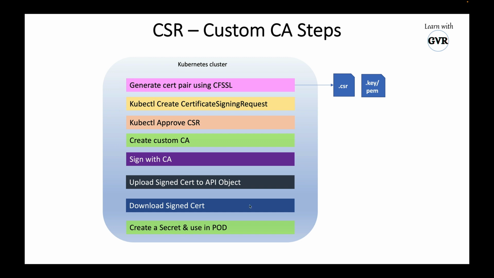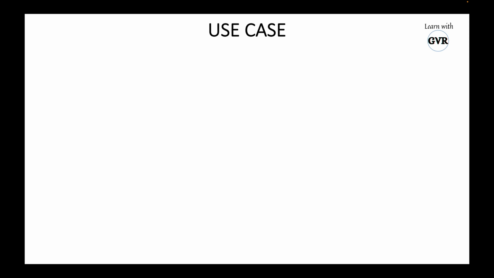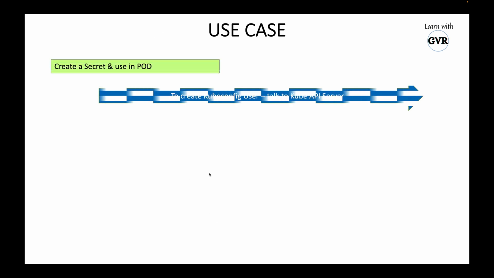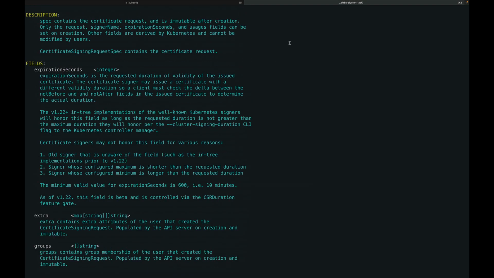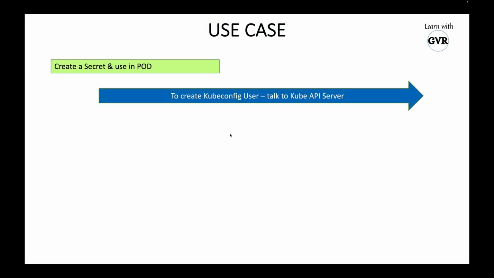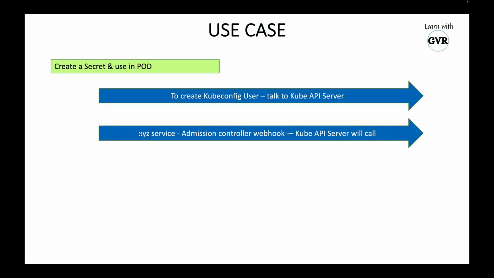So what is the overall purpose of what I am doing? Say when I say use it, why should I use this CSR, right? These are example use cases only; there may be many. Say I wanted to create a kubeconfig user, which is Venkat. Here Venkat is a user, and he will talk to the kube-apiserver, as we have seen, a kubeconfig user. Now second, I wanted to create one hello world XYZ service as an admission controller webhook.